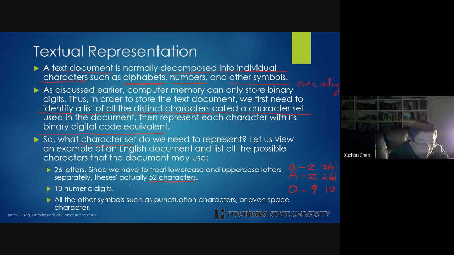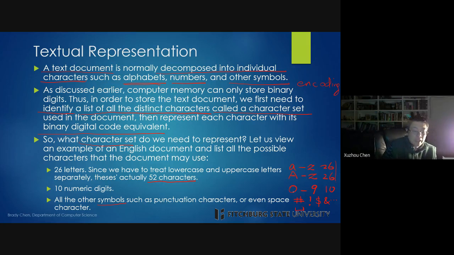And also all the other symbols, such as punctuation characters or even space characters. Some examples are the pound sign, the exclamation mark, a whole bunch of others like comma, dot, and the parentheses, left and right. So you have so many different symbols that you want to represent, or even a space.